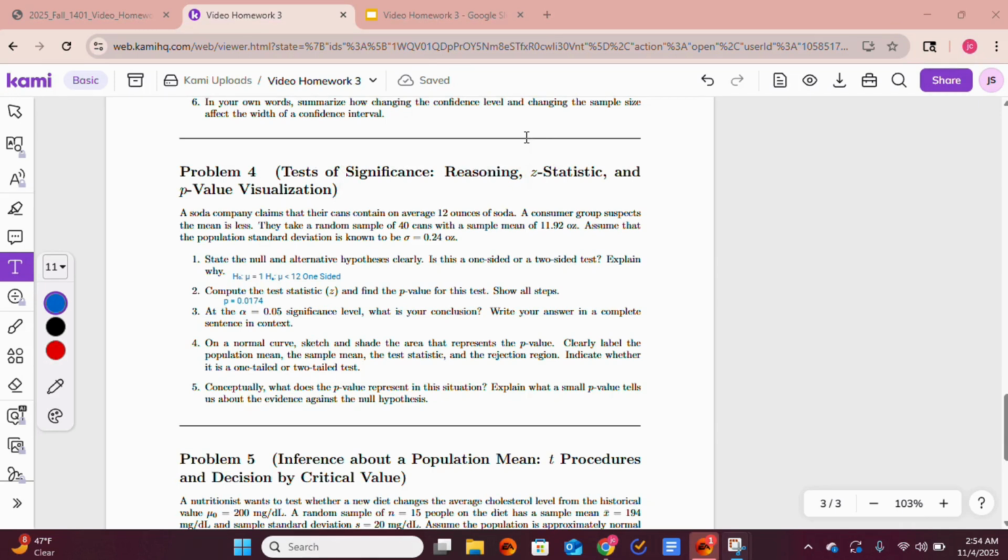Moving on to question 3, it says, at the 0.05 significance level, what is your conclusion? Write your answer in a complete sentence in context. Using the 0.05 significance level, we can see that p equals 0.0174 is less than 0.05. We would reject the company's claim or the null hypothesis.